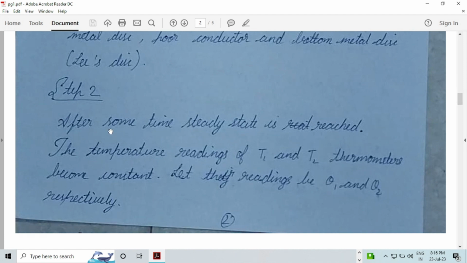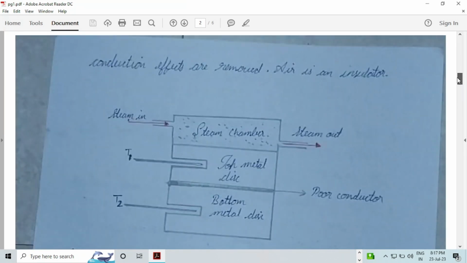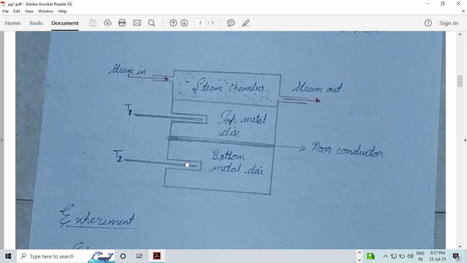Now coming to step 2. After some time steady state is reached. I told you what steady state is. The temperature readings of the T1 and T2 thermometers become constant. T1 and T2 are the thermometers inserted in these metal discs. The readings shown by T1 and T2 remain constant after reaching the steady state. Let those readings be theta 1 and theta 2 respectively.